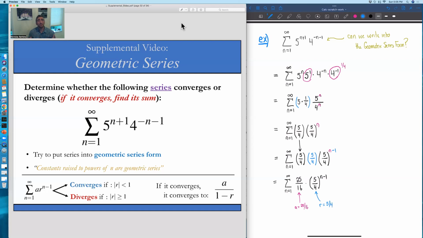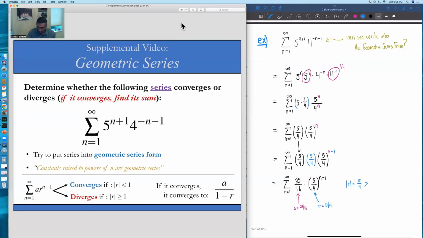So in asking the question of, does this geometric series converge or diverge, we take the absolute value of r. In this case, it's 5 over 4. And well, 5 over 4 is greater than 1. So what that tells us is this series is divergent. And it's divergent because the absolute value of r was greater than 1.